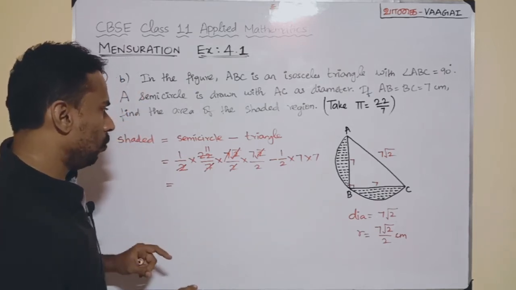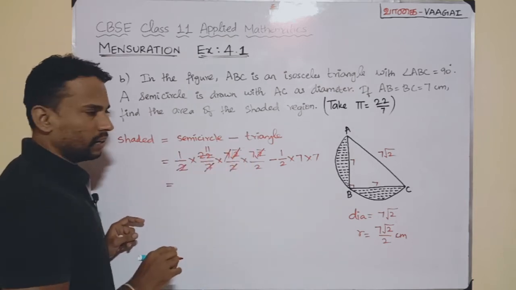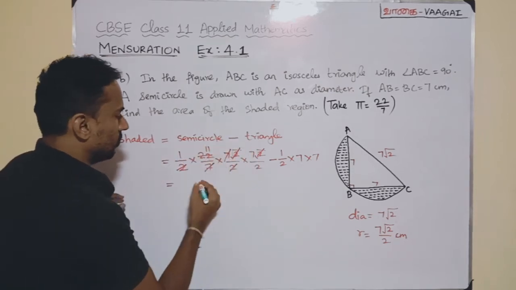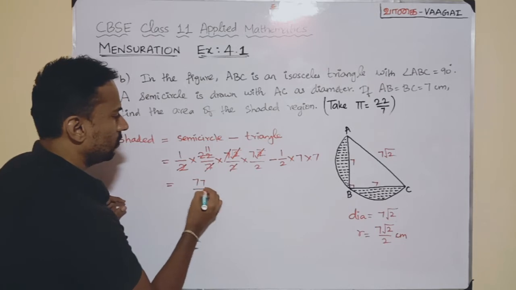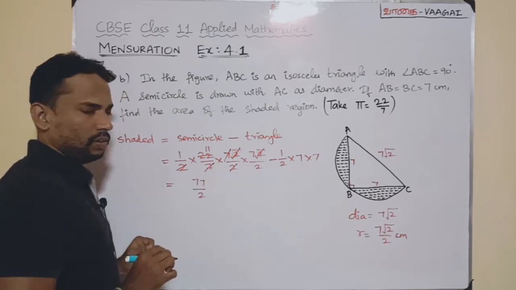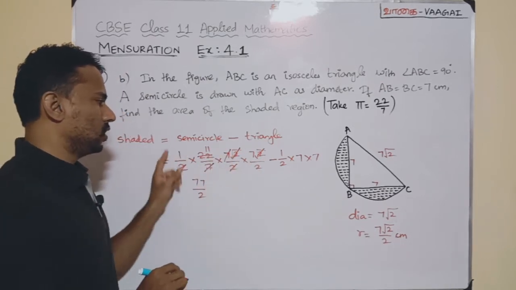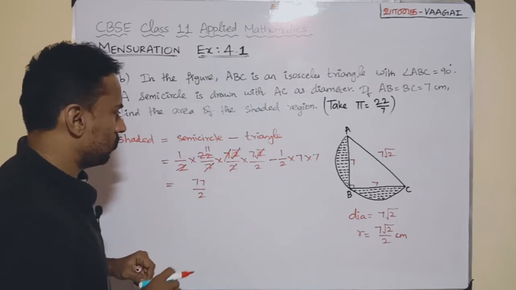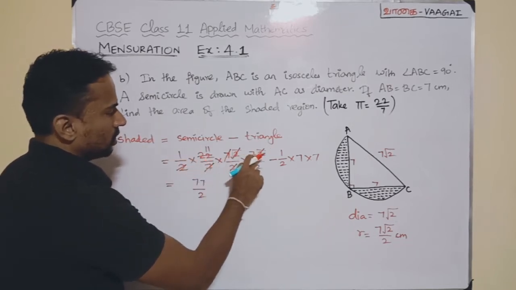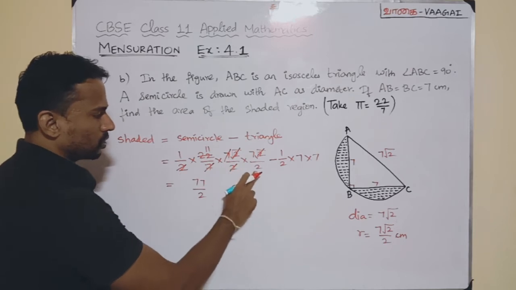So I will now be left with, what are the other things left in the numerator? I am left with 11 into 7. So 77 divided by 2. So 77 by 2 is what I am left with, this first one. Let's check it carefully. So 11 is here, 7 is here. 11 7s are 77. And in the denominator portion I have only one 2.